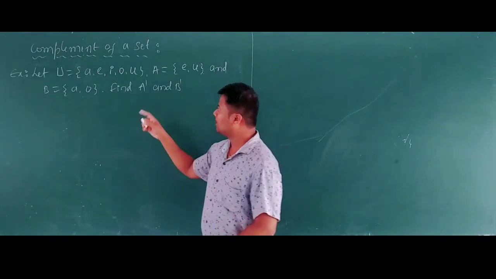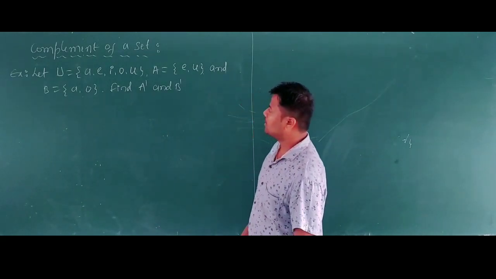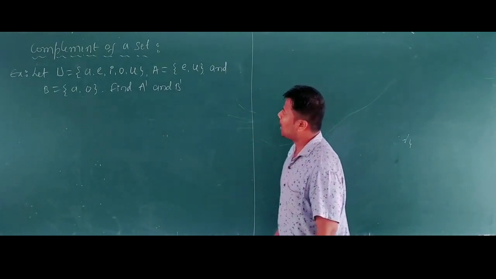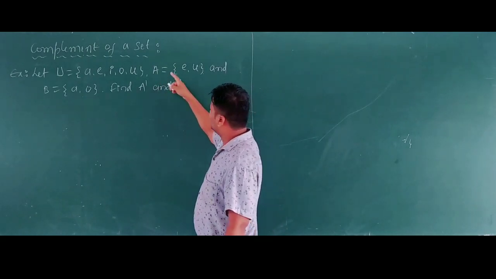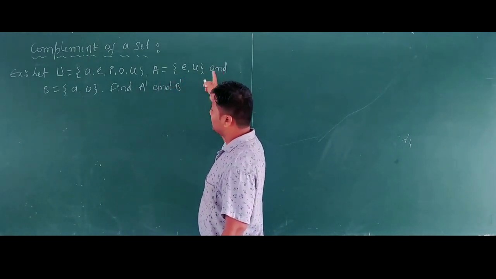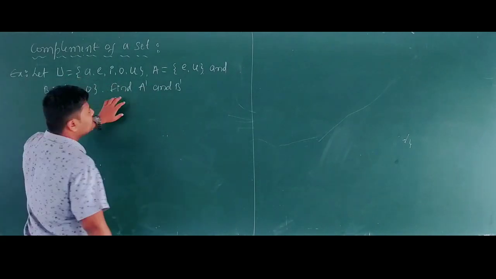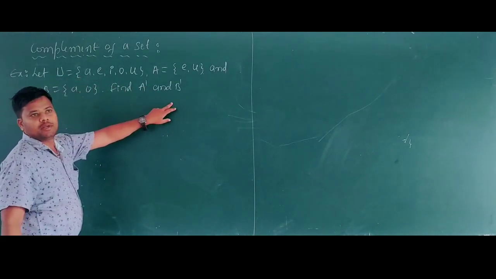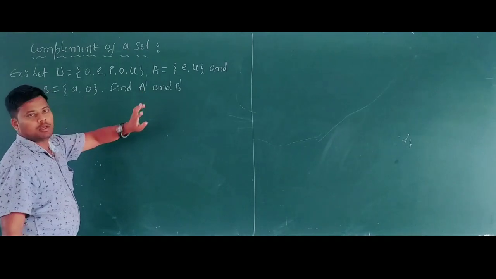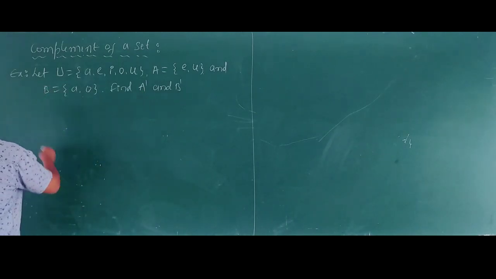Next example. Let U equal A, E, I, O, U, set A equal E, U, and set B equal A, O. Find A dash and B dash, the A complement and B complement. See the solution.